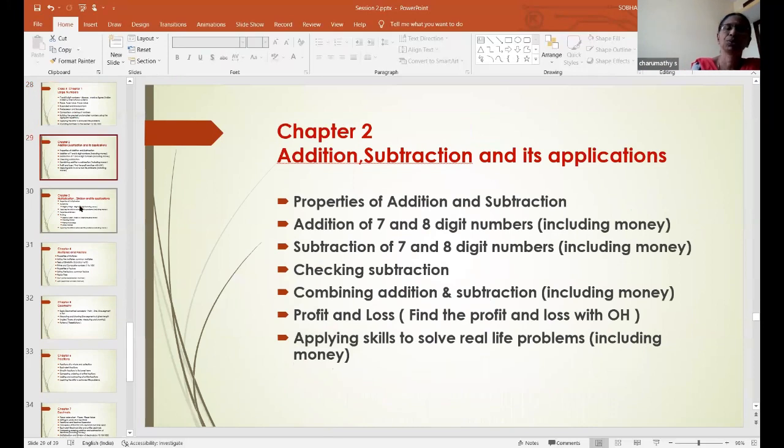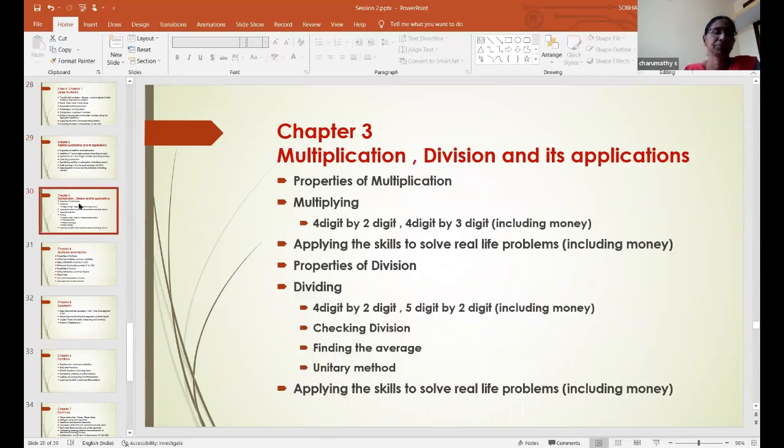Next, coming to the 4 arithmetic operations, addition and subtraction. Profit and loss is new. Profit and loss is the application oriented topic for addition and subtraction. And in multiplication and division, it would be average and unitary method. Here we have average and unitary method.